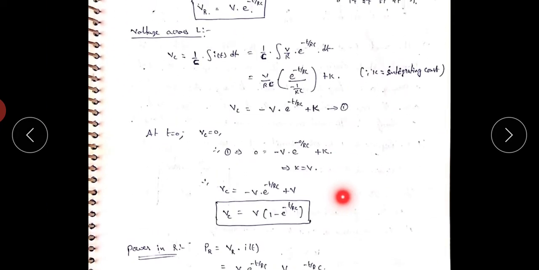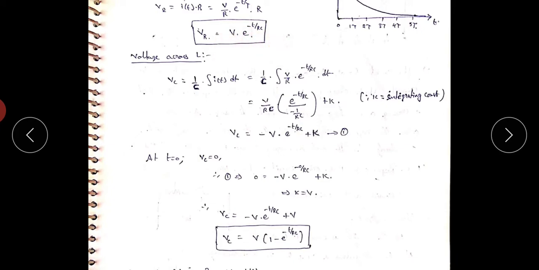Similarly, the VR expression: VR equals V into e power minus t by RC. By increasing the time value, it decreases exponentially. Initially at t equals 0, e power 0 equals 1, so VR equals V. Initially at t equals 0, the voltage across the resistor is at its maximum value, V.